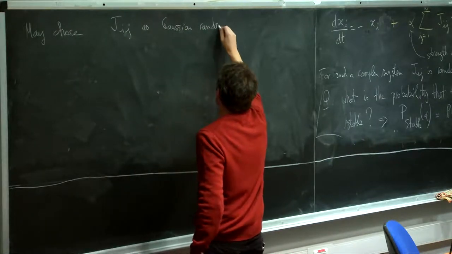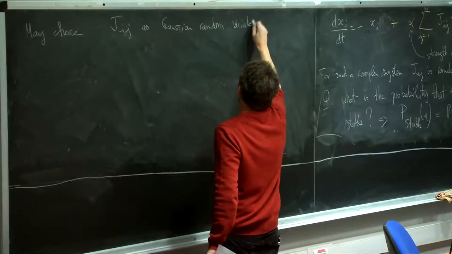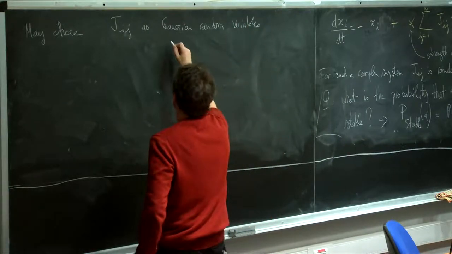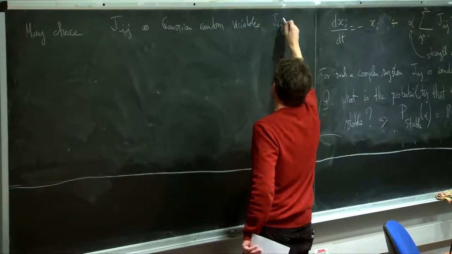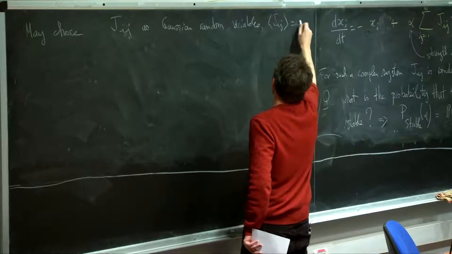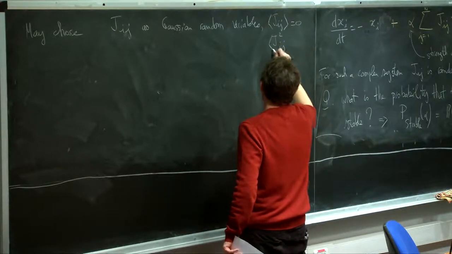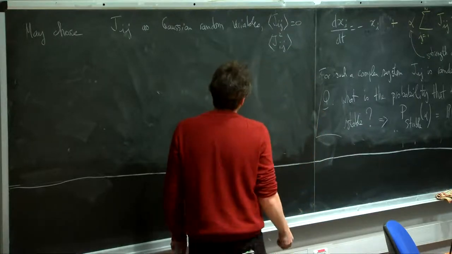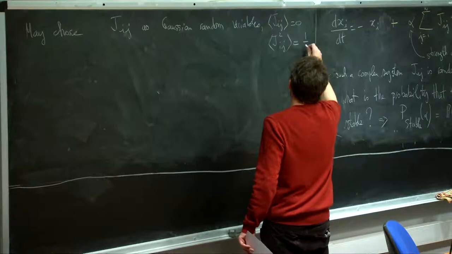And that's the simplest model that you can think of, which were centered. So J_ij mean is 0. And then, if you want to have a well-defined large n limit, we will see that later on, you need to choose the variance to be of order 1 over n.